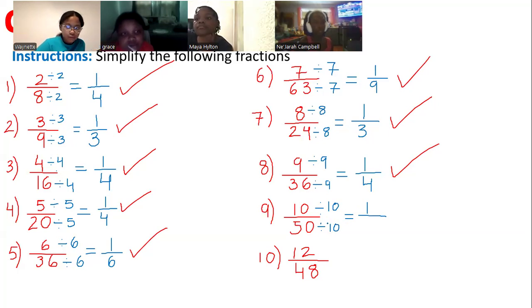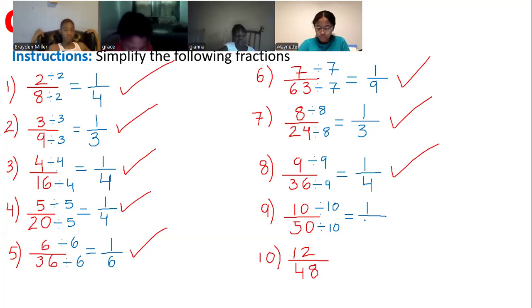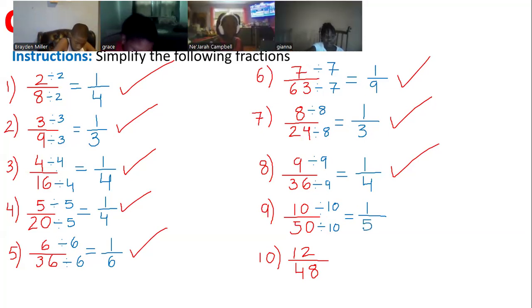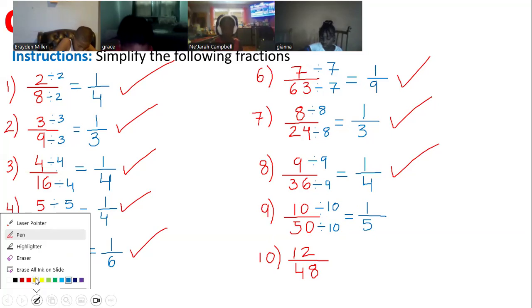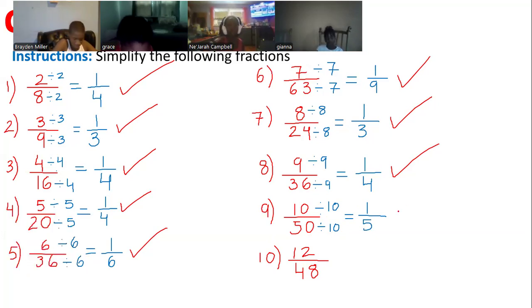And what is 50 divided by 10? 5. That's 5. So the answer is 1 over? 5. 1 over 5. Very good.